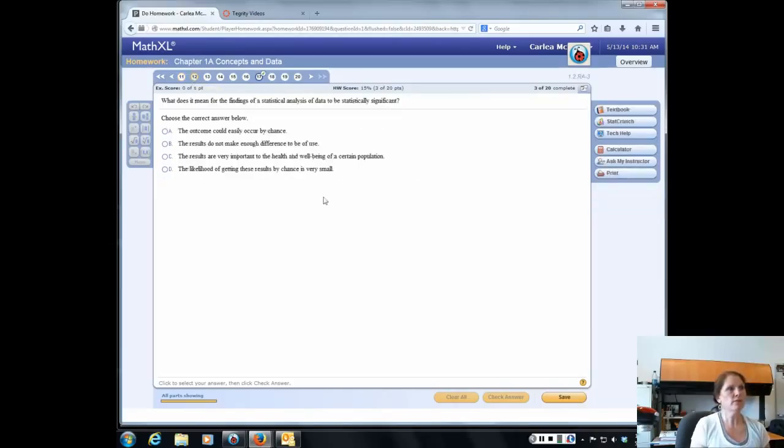So what does it mean for the findings of a statistical analysis of data to be statistically significant? We just talked about that, but let me say it again. It's significant if the chance that it would happen by chance is really low. In other words, let's say you had a company that was saying, we can make you have the baby gender of your choice. So the sex could be boy or girl, but if you really want to have girls, then we can make that happen.